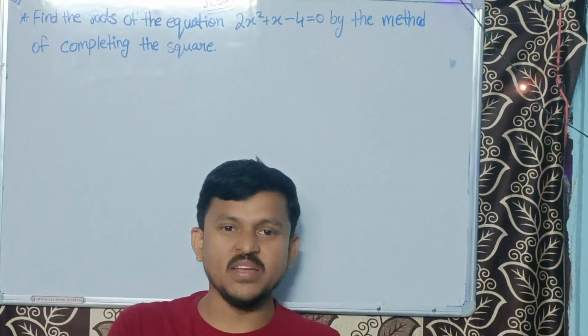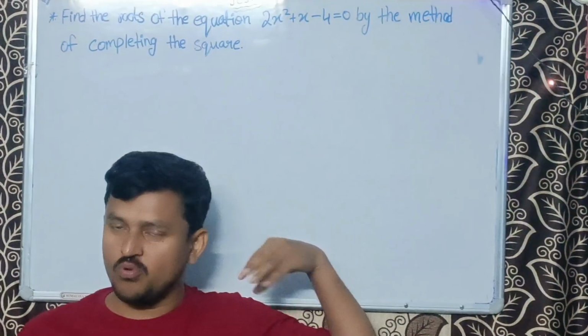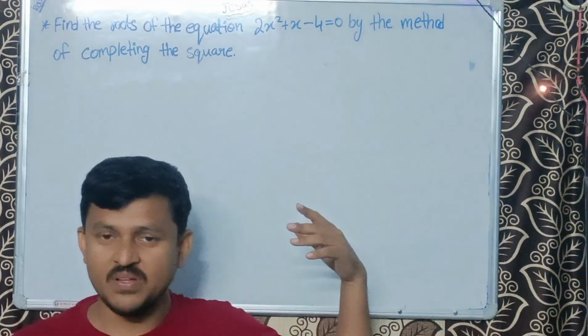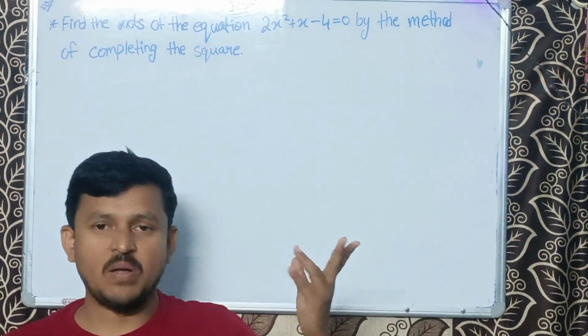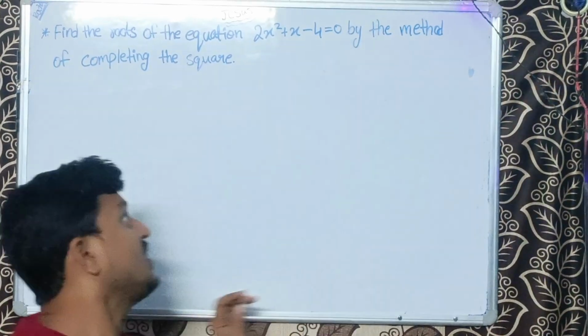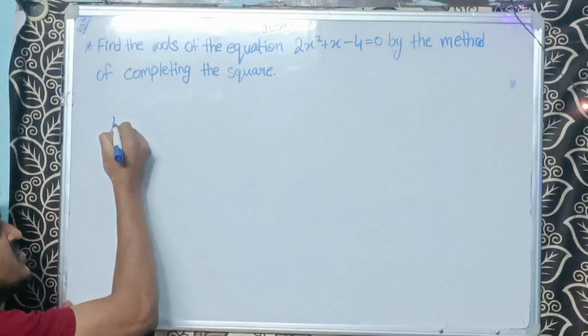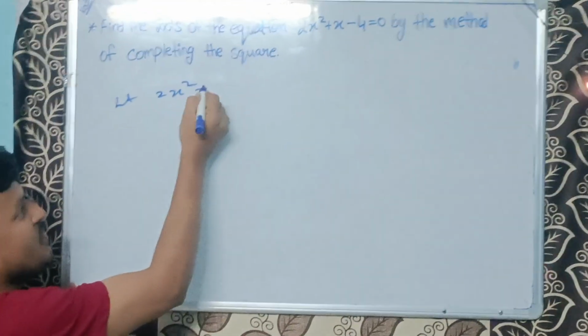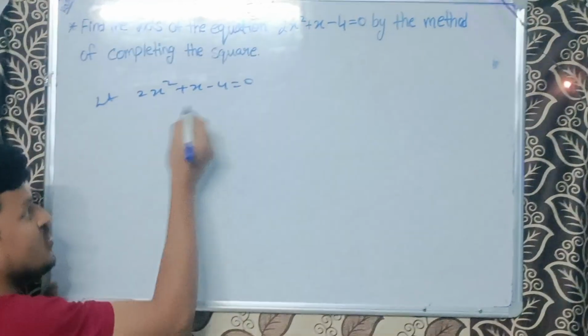Next one is the splitting method. This is the third method, where we don't use the formula and don't use the completing square method. Also the square root method. This is a different method. Let's write the equation: 2x square plus x minus 4 is equal to 0.